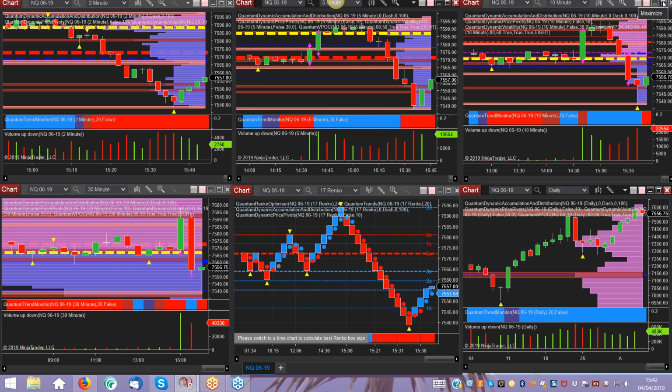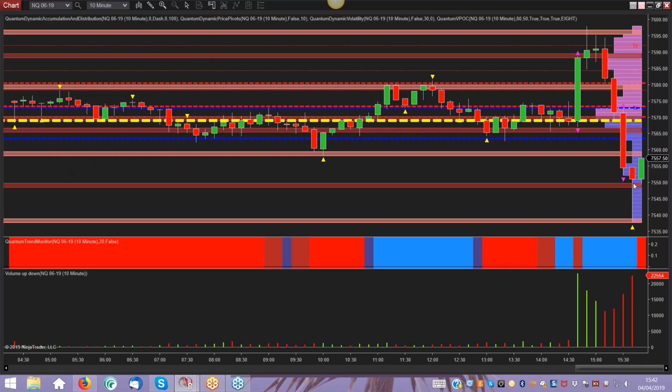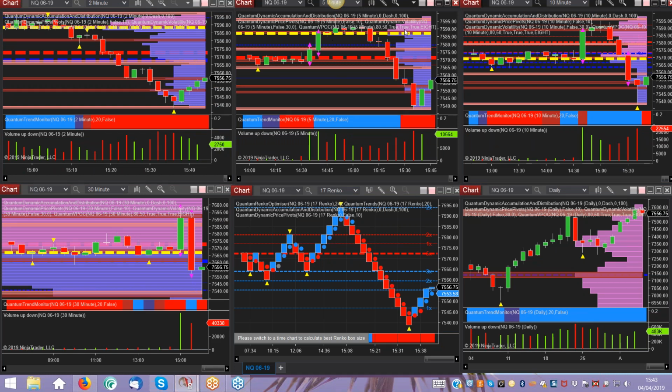Okay, what's going on here? Well, let's look at the 10 minutes. Got a nice deep hammer candle coming in here, lots of volume. So what are we expecting? We're expecting a reversal. We're looking for the reversal because we're seeing it here. That's on 10. We've got a 2-bar on 5.